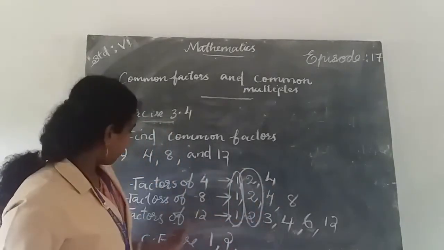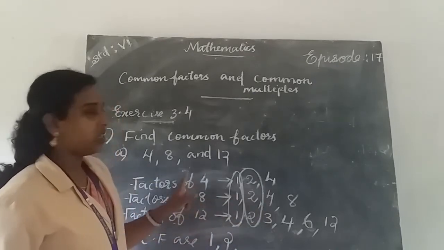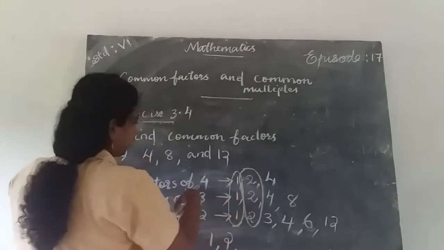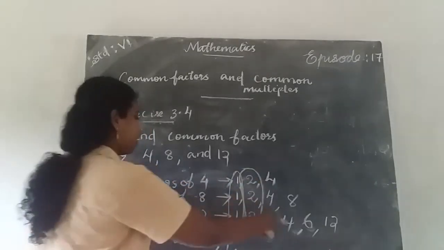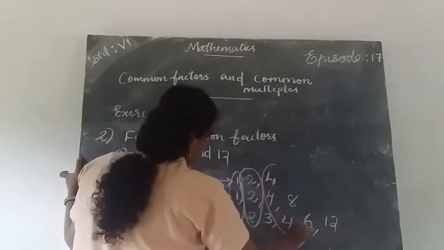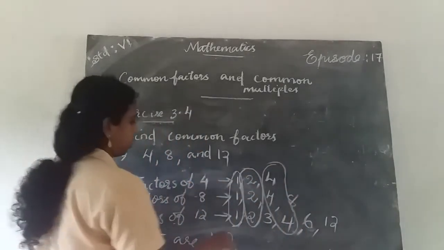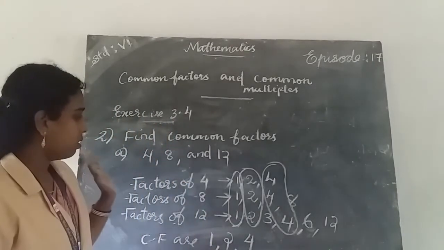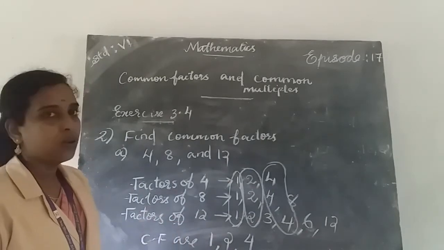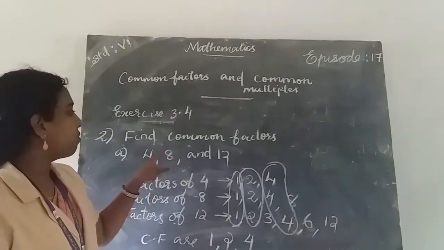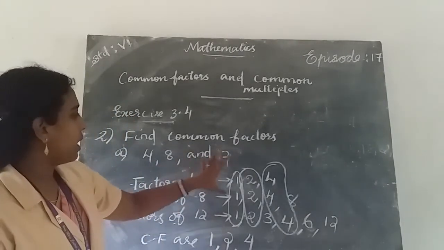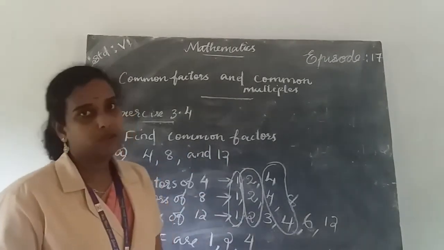Then 3. 3 is a factor of 12, but 3 is not a factor of 8 and 4. So 3 is not a common factor. And here 4. 4 is a factor of 4 and 4 is a factor of 8 and 4 is also a factor of 12. So we can say that 4 is a common factor. So 8 is not a common factor. 6 and 12 are also not common factors. So common factors of 4, 8 and 12 are 1, 2 and 4.